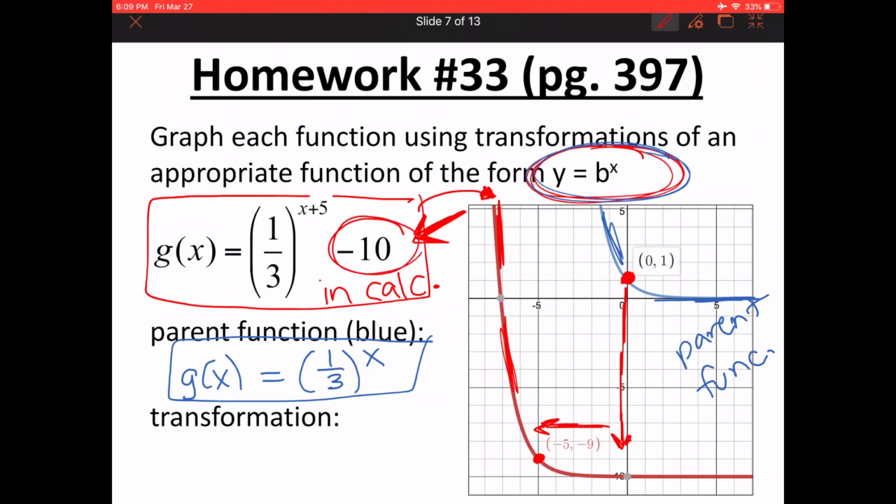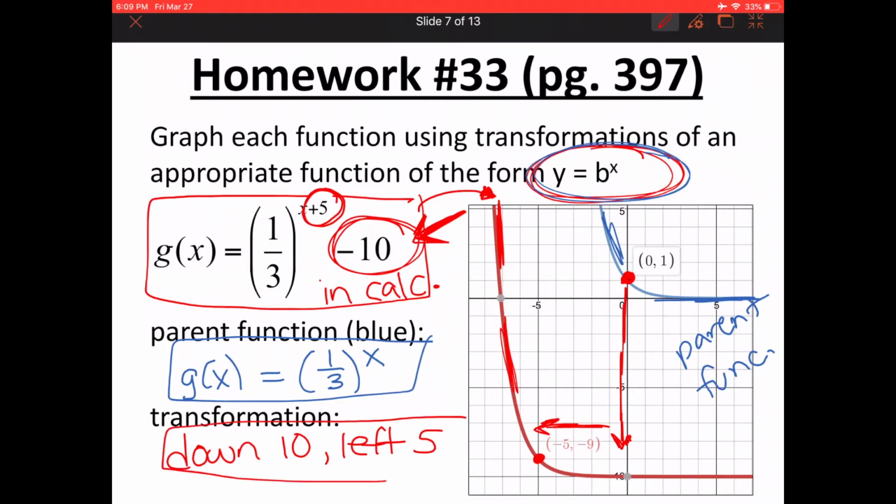If we have minus 10 here on the outside, that means that we went down 10. And then this plus 5, remember anything that is with the x is going to be opposite. So I went to the left 5. And if you look at my graph, that's what happened as well. I went down 10, and then I went to the left 5.